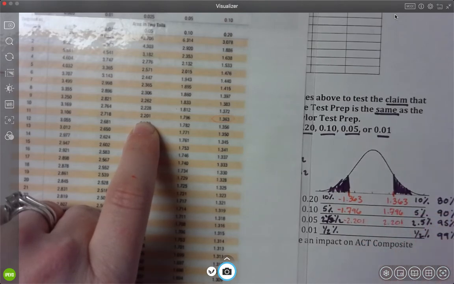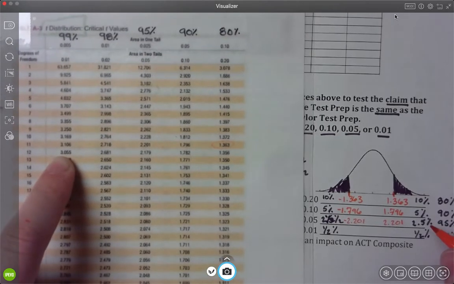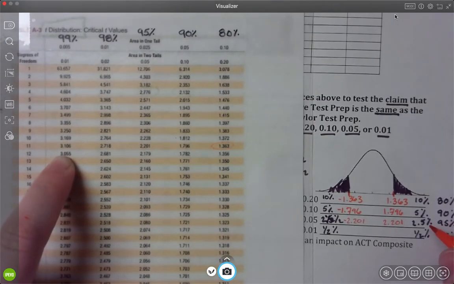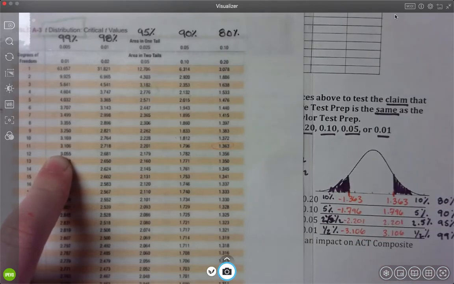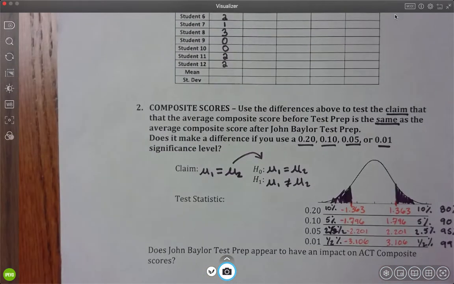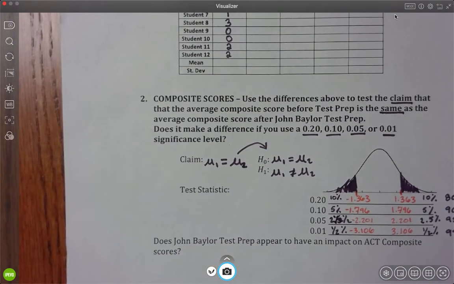And then the last one is 99%, so we skipped over the 98%, which is this column. And 99% at 11 degrees of freedom is 3.106 and negative 3.106. All right, we're going to refer to those here in just a minute when we figure out what our test statistic is. To do the test statistic, I'm going to look back at section 9.3, which is matched pairs.